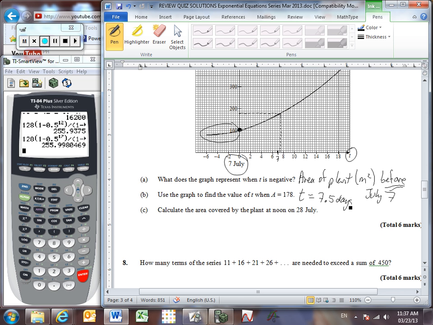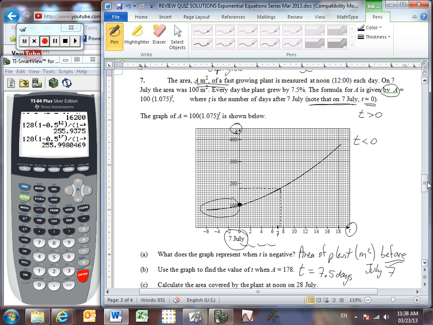Part C, calculate the area covered by the plant at noon on the 28th of July. Now let's think about the 28th of July. From the 7th of July, how many days later is the 28th of July? 28 minus 7 implies that we have moved forward 21 days. So if t equals 21, the number of days after July 7 is 21, to get us to the 28th of July, surely then we just need to substitute the t into our equation, which inconveniently got cut off partway through the line, it appears. Sorry if that showed up that way on your photocopy.